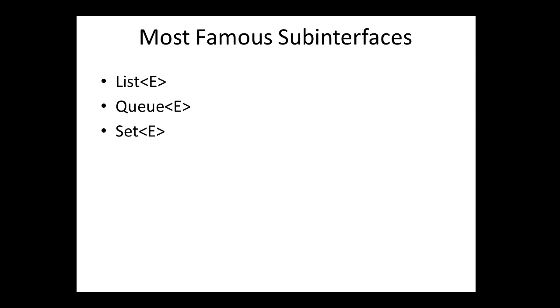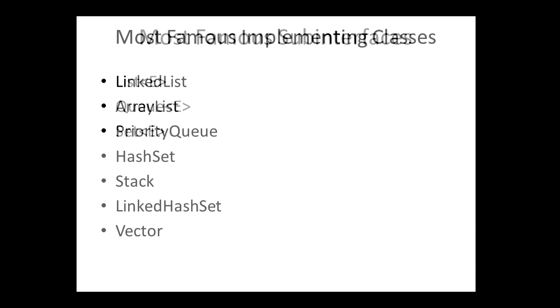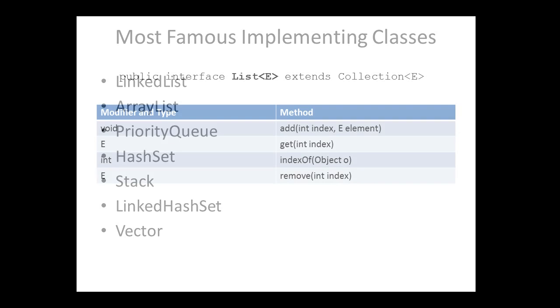The most famous subinterfaces for collection are List, Queue, and Set, but there are a lot more to this list which I won't go over. You can check it on the Collection API. The most famous classes that implement collection are LinkedList, ArrayList, PriorityQueue, HashSet, Stack, LinkedHashSet, and Vector.